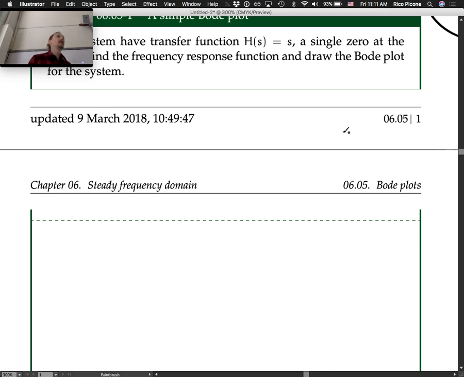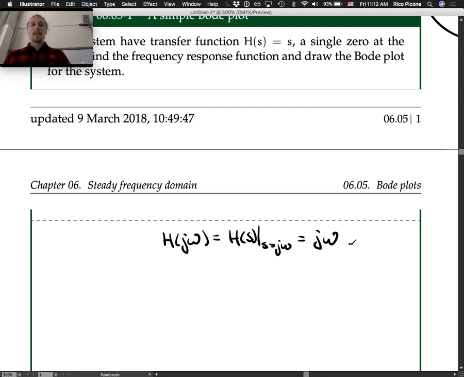We'll compute the frequency response function from the transfer function very easily by just plugging in s equals j omega, and we're just going to plot it. So H of j omega equals H of s evaluated at s equals j omega, which is just j omega. So we have our frequency response function.